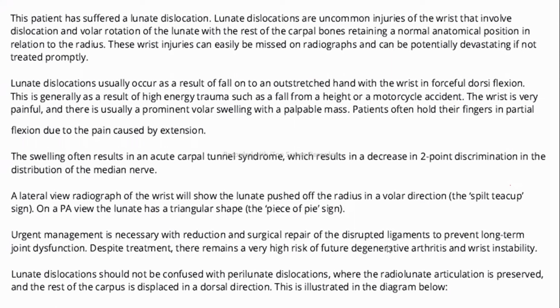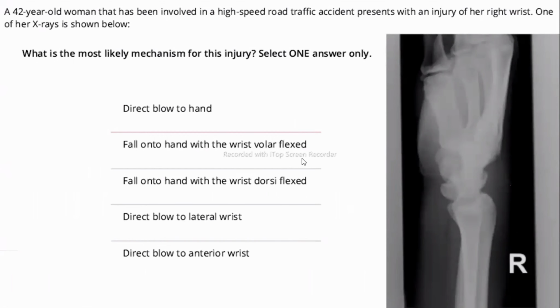We can give you another question. Lunate dislocation is not to be confused with perilunate dislocation. Okay, so we will see the other one. You're asking about the mechanism. What is the mechanism for this injury? I think it's the same X-ray. Yes. Lunate dislocation. It's a fall onto the hand with the wrist dorsiflexed. Excellent.